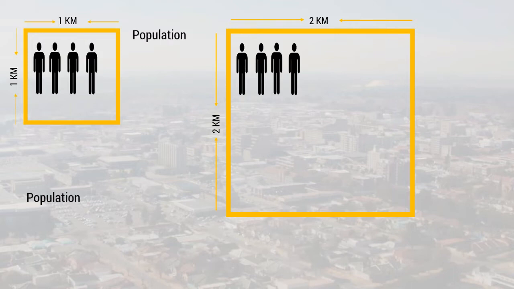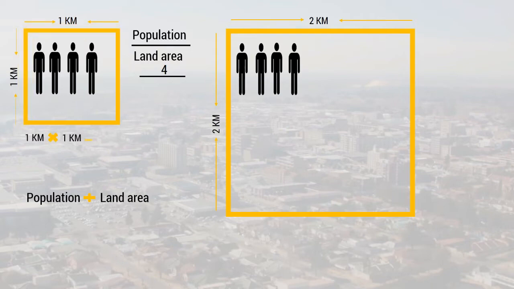We're going to use this formula, population divided by land area, to calculate. The population is the number of occupants per square, and the land area is the area of the square, which we calculate by multiplying the length of the two sides of the square. 4 divided by 1 is equal to 4. Therefore, we have a population of 4 people per square kilometer.